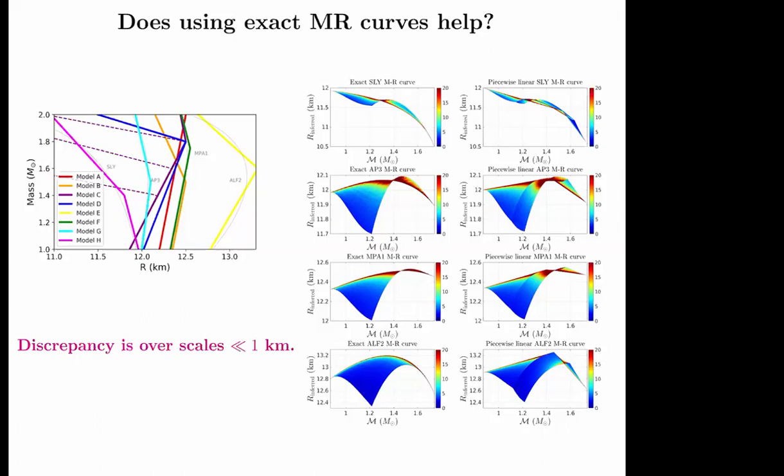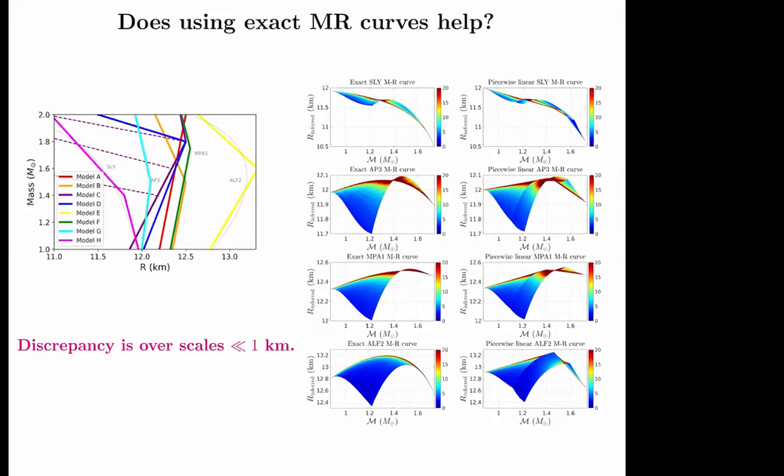So there's the SLY MR curve, which is this magenta color. There's the AP3 MR curve, whose linear approximation is cyan. There's the MPA1 MR curve, whose piecewise linear approximation is dark green. And there's the ALF2 MR curve, whose piecewise linear approximation is yellow. In this colored plot here are the density of events that you get for the exact microscopic MR curves. On the right-hand side are the densities of events that you get for the piecewise linear approximations.